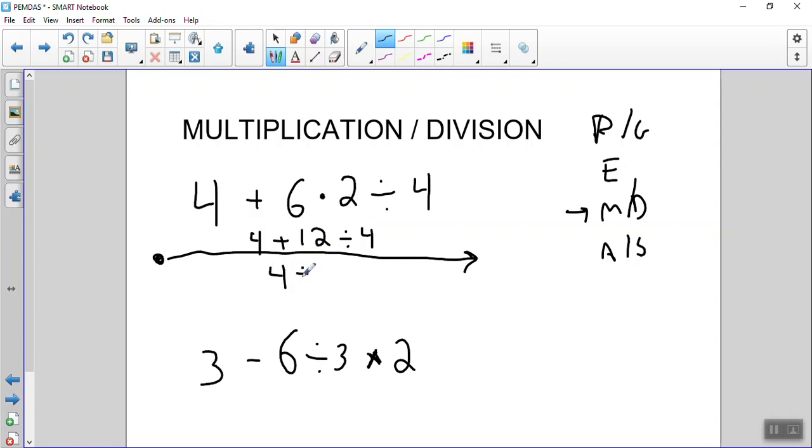So the 4 comes down. 12 divided by 4 is 3. And now lastly, I do my addition. 4 plus 3 is 7.